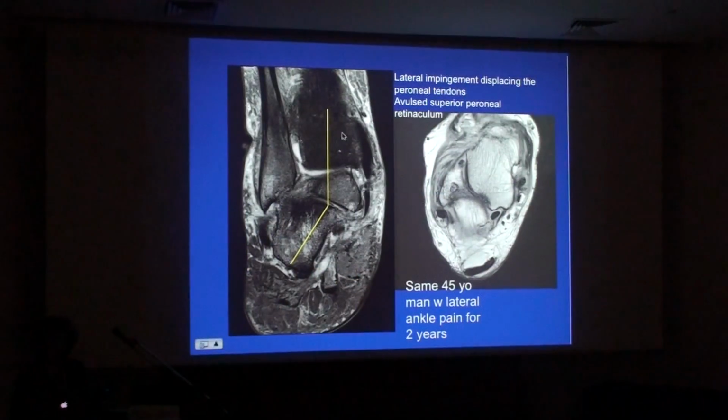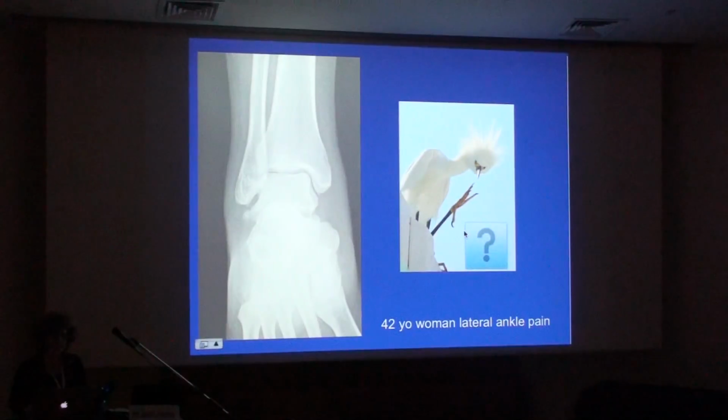And this is another patient, flat foot deformity, tear of the superior peroneal retinaculum, and dislocation of the peroneal tendons. And you could see the abutment between the calcaneus and the fibula. Okay, next case.